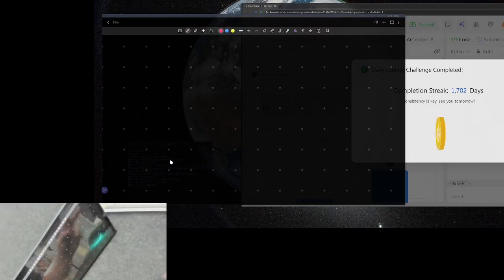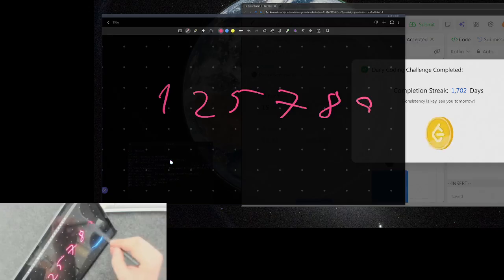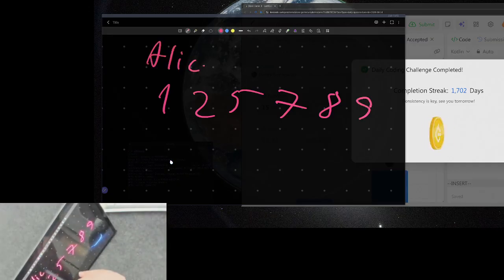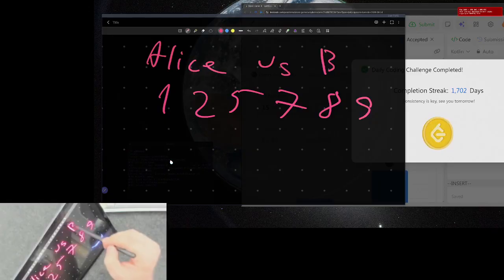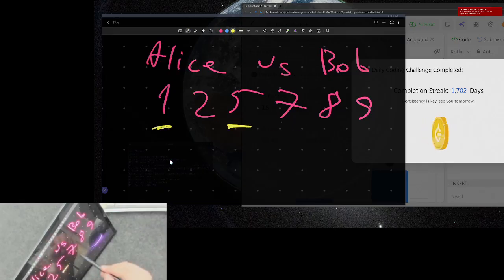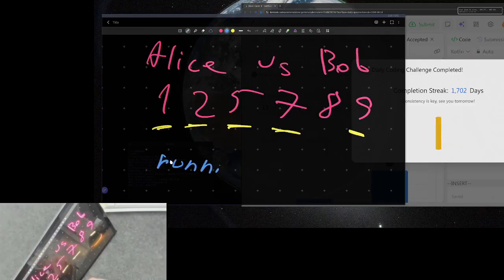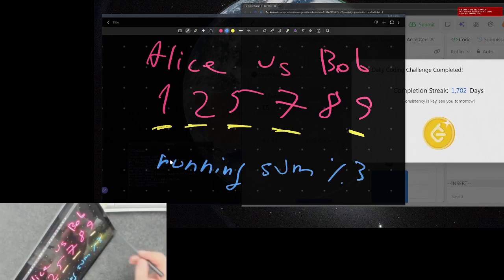So we have a medium problem: given a list of numbers, Alice plays versus Bob. In a game, they can take any number from this array, and if the running sum of this game is divisible by 3, Alice loses immediately.